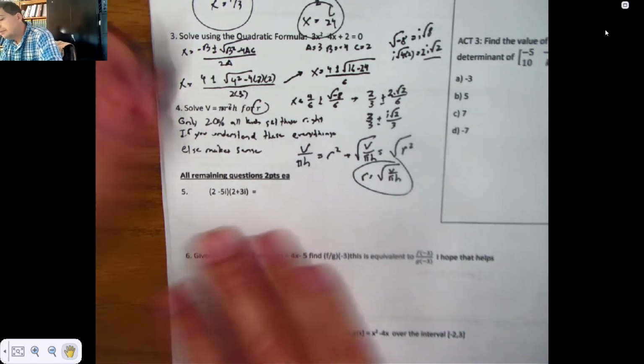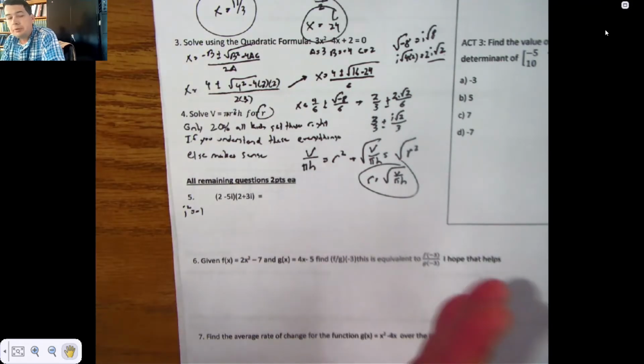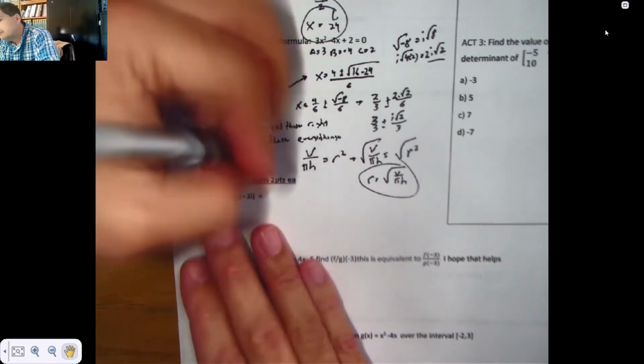Number 5, this is the FOIL example. I warned you this was coming. You do need to know that i squared is -1. If you don't know that, I can't help you. You have to memorize that.